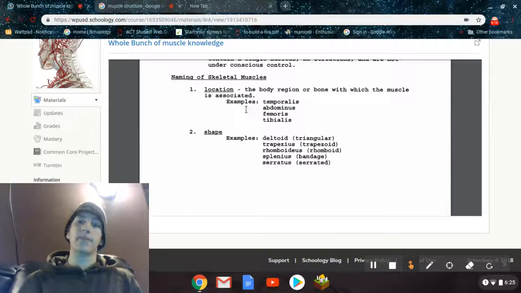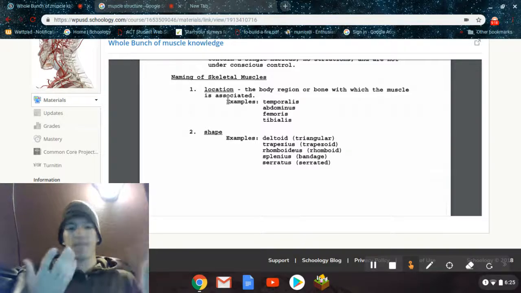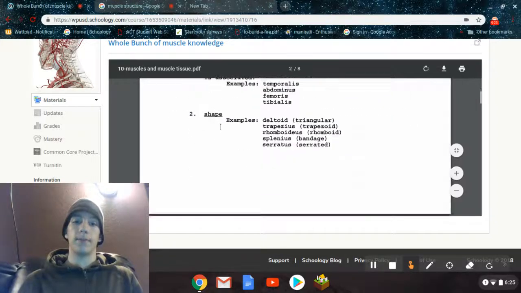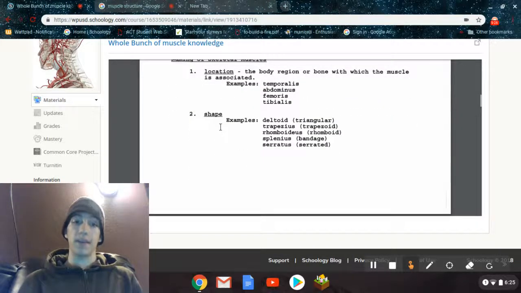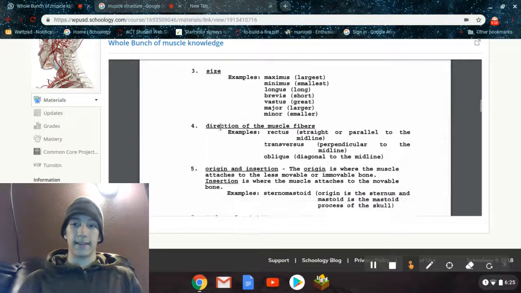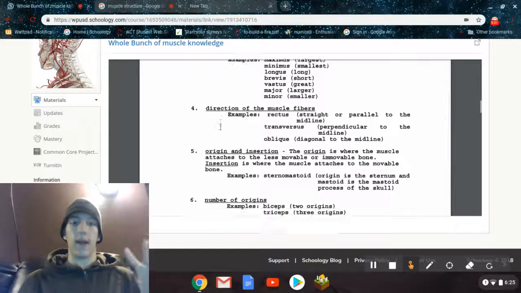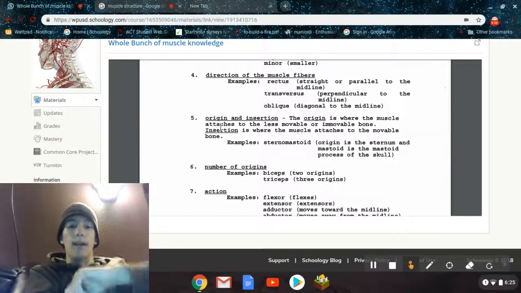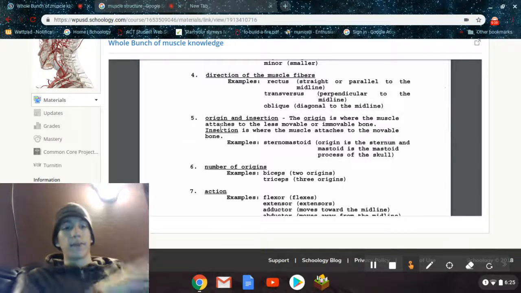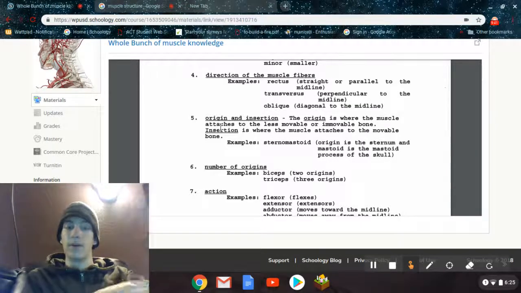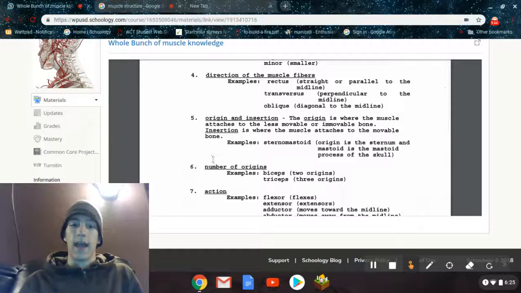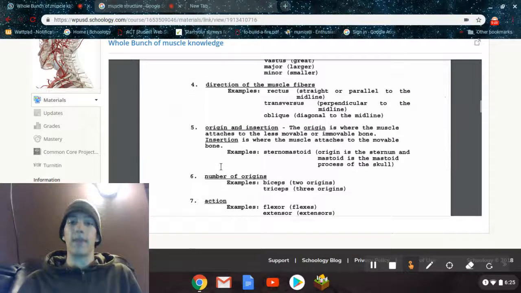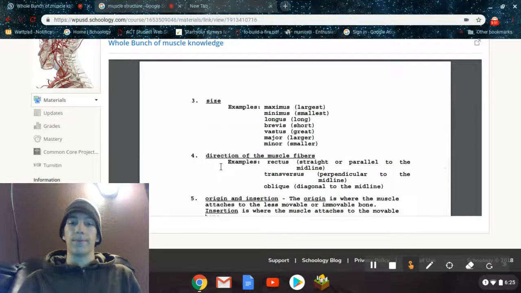Naming skeletal muscles, there are plenty of factors that go into it, mainly location, shape. Next page, please. Thank you. Size, how big it is, direction it's going, and where it attaches, because skeletal muscles especially have attachment points that can make them unique, and the number of origins, and then what they do, like the main things they do.